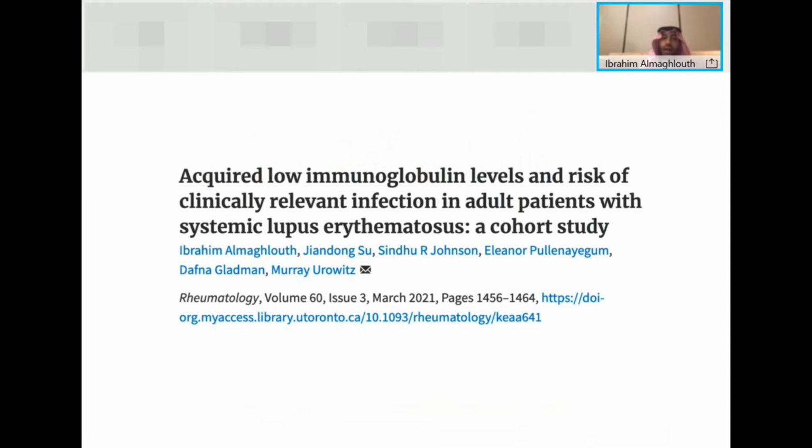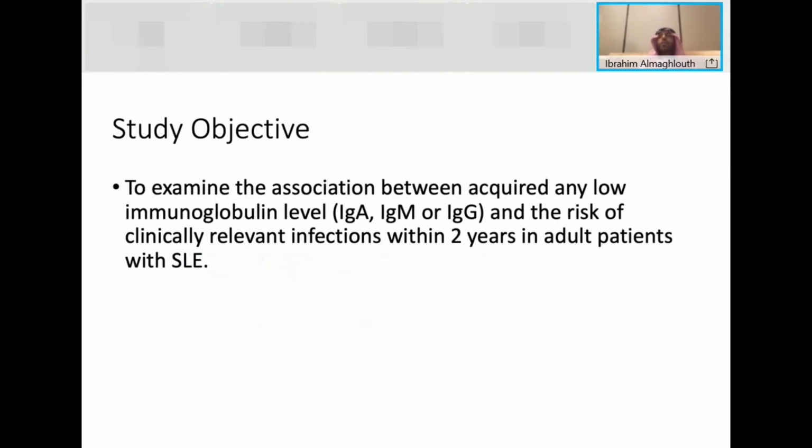So the first study was our study on acquired low immunoglobulin level as a risk of clinically relevant infection in patients with systemic lupus erythematosus. The clinical question that we had was, well, we know that infection is a major cause of mortality in patients with lupus, and it seems, as Dr. Urowitz always says, that the impact of infection on mortality is persistent throughout time. So whether you are diagnosed early or late, there is always the risk of infection.